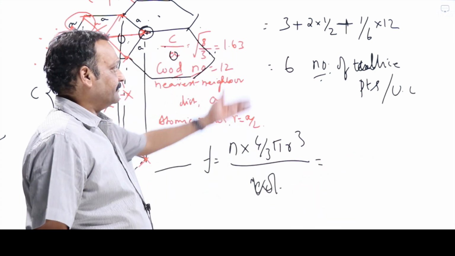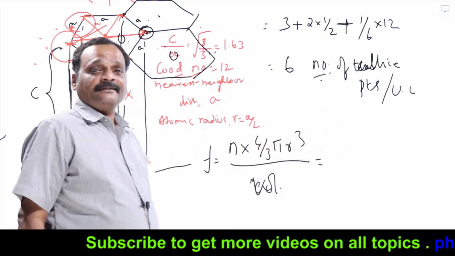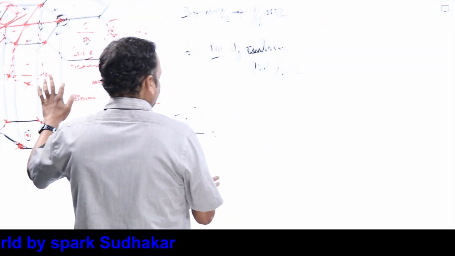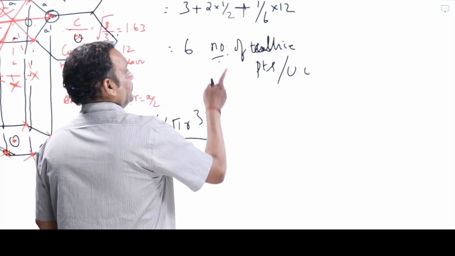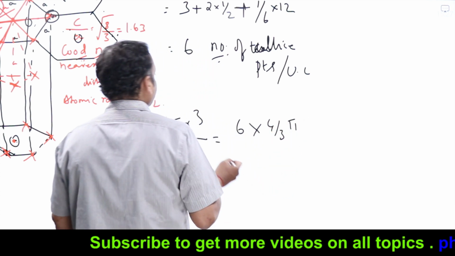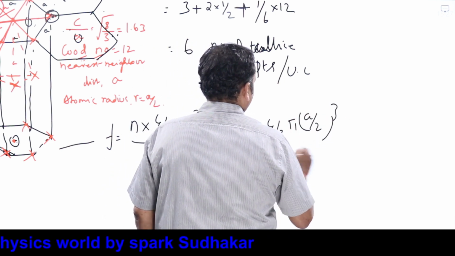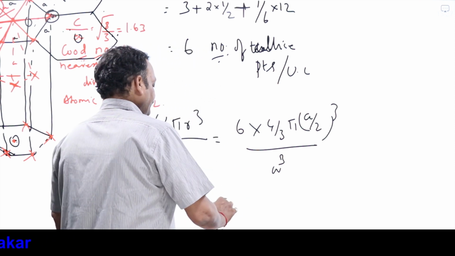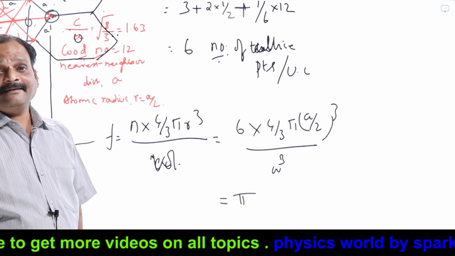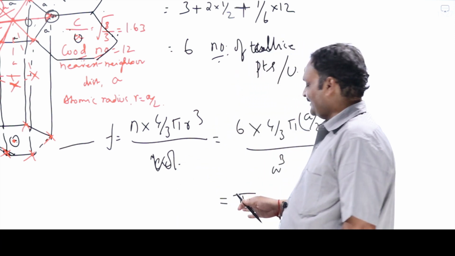Normally in the class, because we have all the parameters now, we ask the students to evaluate the packing fraction. When we ask them to evaluate the packing fraction, 90% of the students do it like this. The number of lattice points per unit cell is 6 into 4/3 pi. R, the radius of each atom, is how much? A/2, I told. So R equal to A/2 whole cube, divided by A cube. Let's get A cube, they do, right? They'll get something like pi. 90% of students, every year, in every batch, do like this and they get pi.